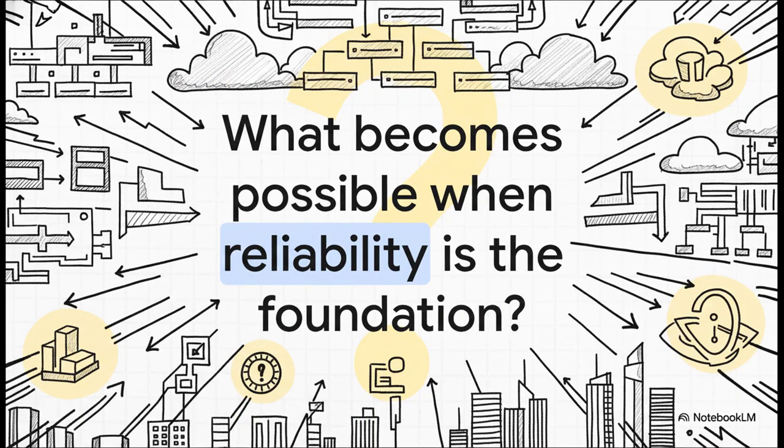And that brings us to a final, really powerful question to think about. I mean, if we can finally stop fighting with fragile infrastructure, what new, more ambitious AI applications can we start to build? What does a future that's built on a foundation of reliability actually look like?